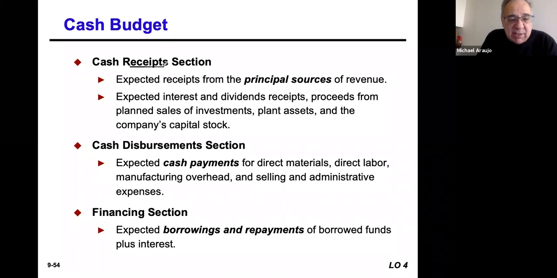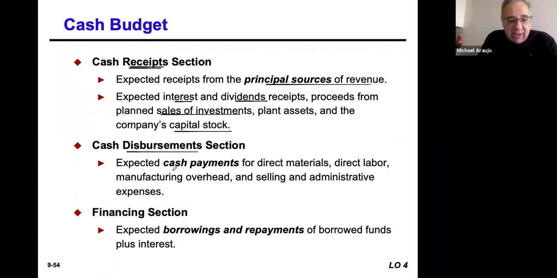So again, receipts, anything in which cash is coming in. Most cash comes in because you sold goods and services and you're collecting cash from customers. But cash can come in other ways. You can get interest on your deposits. You can get dividends. You can sell some of your assets or investments and get cash that way. You can also sell more stock and get cash coming in that way. So cash comes in a number of different ways, as you see here.